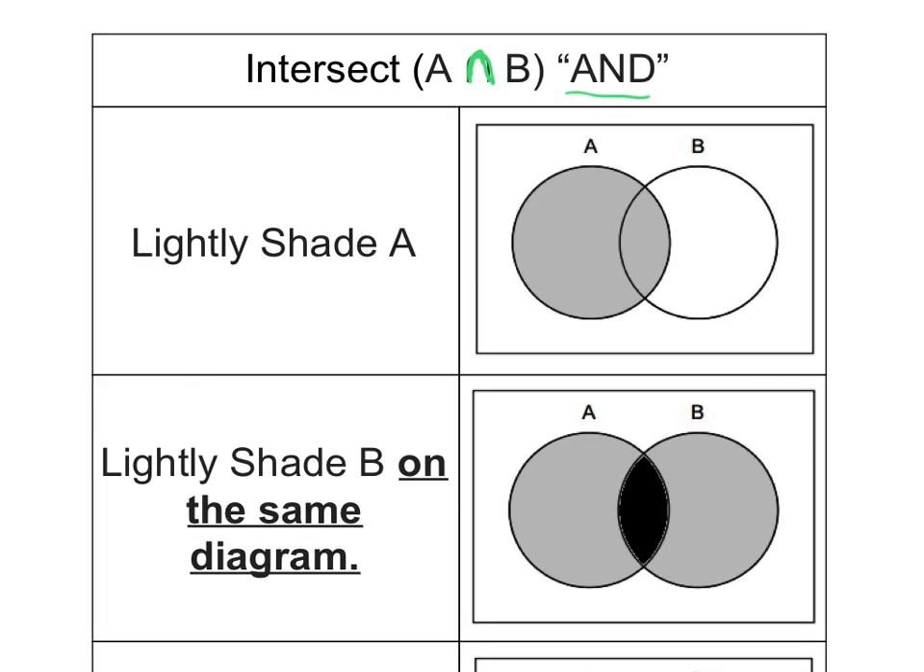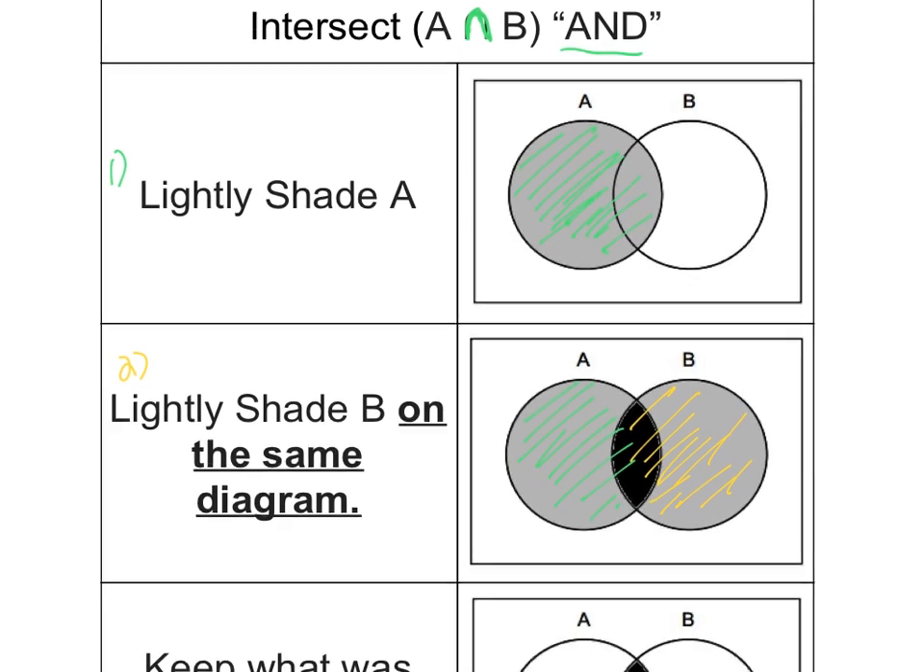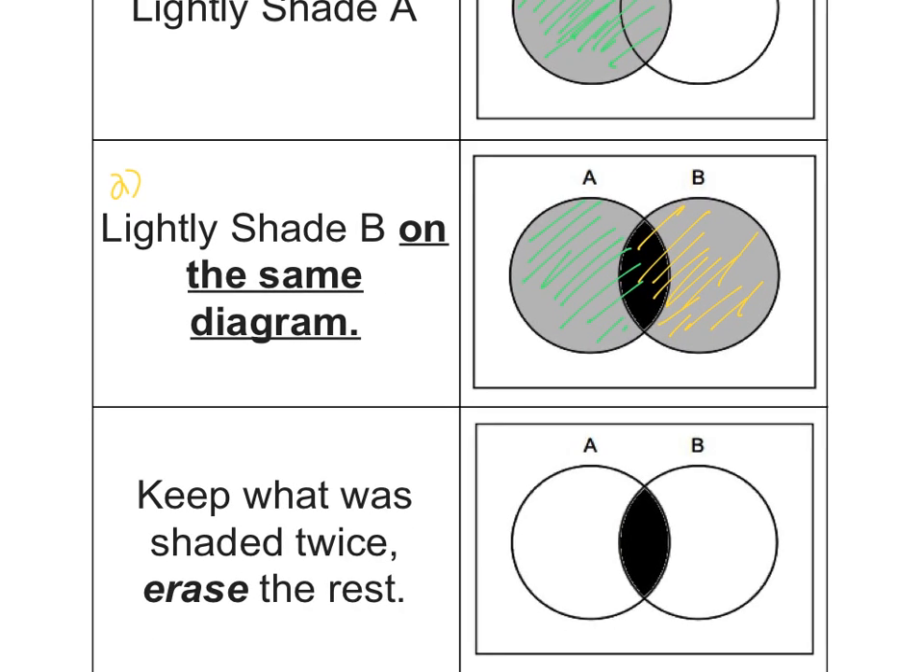Step one, we're going to lightly shade A on the diagram. So lightly shade it. Step two, we're going to lightly shade B on the same diagram. We have already shaded A, and we're also going to shade B. So we've shaded them both on the same diagram. Now, I mentioned lightly shade.